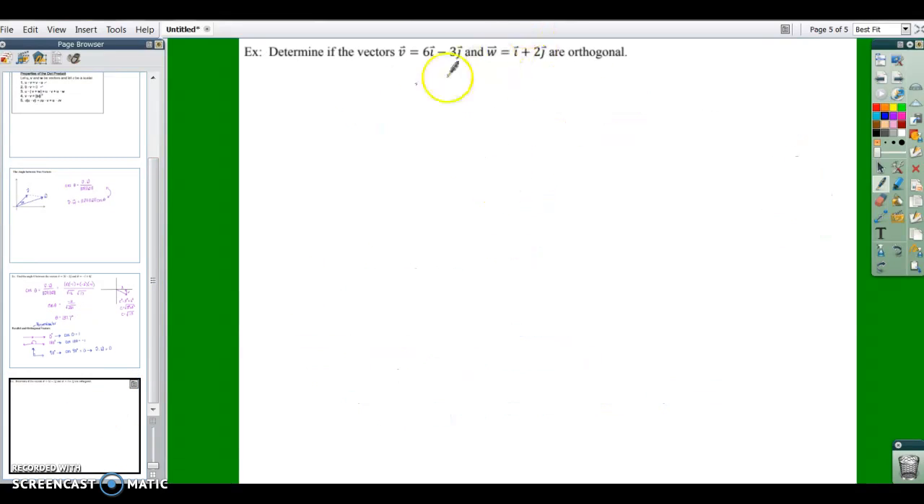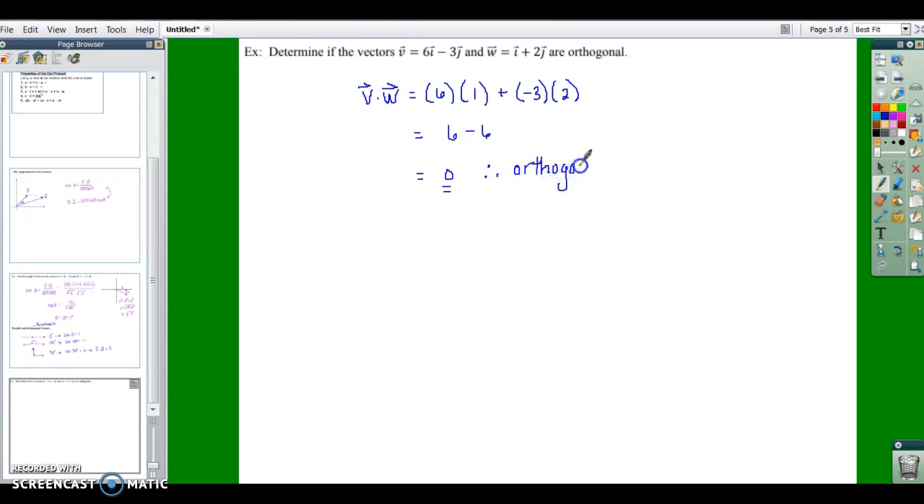So if we look at this example, determine if the vectors are orthogonal. Well, all I need to do is the dot product. So if I have 6 times 1 plus negative 3 times 2, that's going to give me 6 minus 6, or 0. And because the dot product was 0, I would say therefore they are orthogonal.